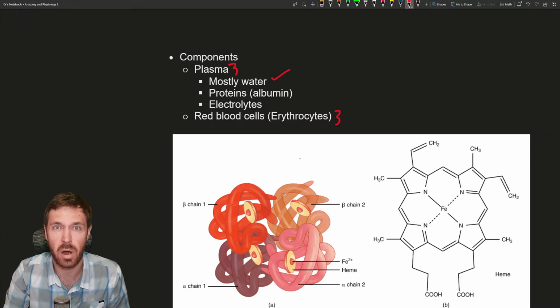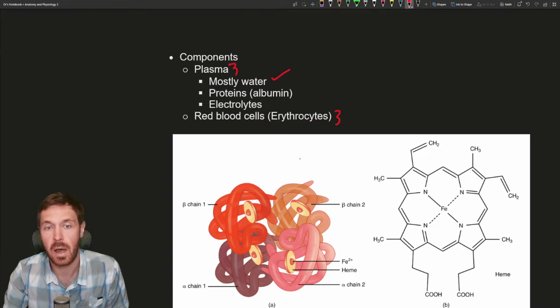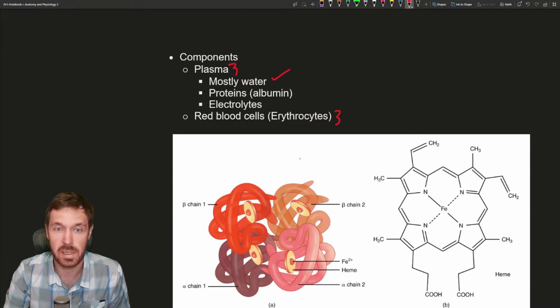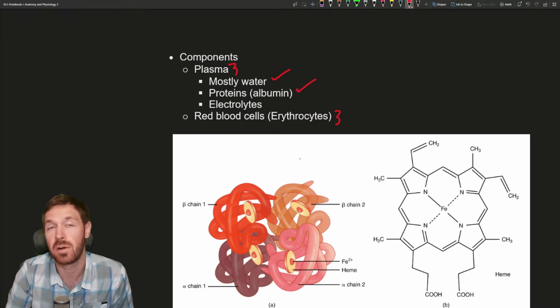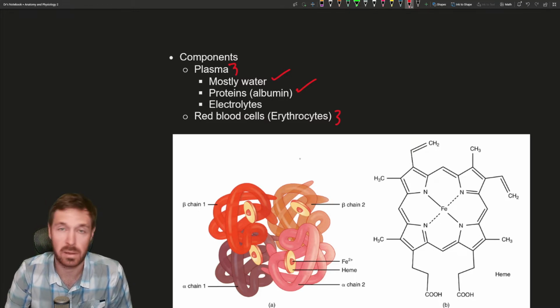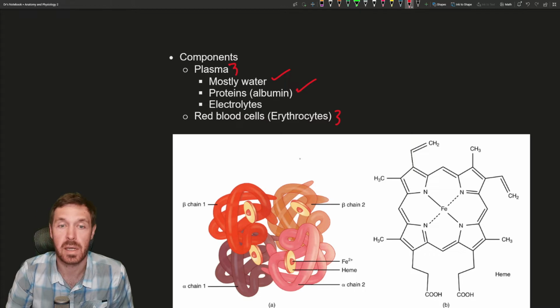Plasma is a straw-colored sticky substance. Then you have a lot of proteins. Most of that remaining percent are the proteins dissolved in your plasma that your body's carrying around. This includes hormones, enzymes, and so forth. One of the main proteins in it is called albumin. Albumin is an important carrier of other substances, so some lipids and things like that.